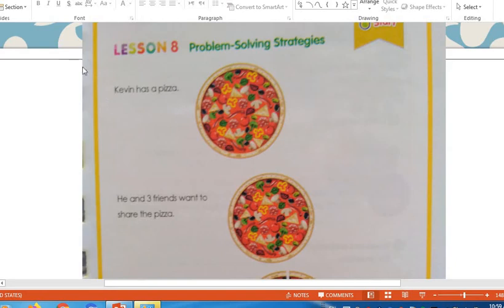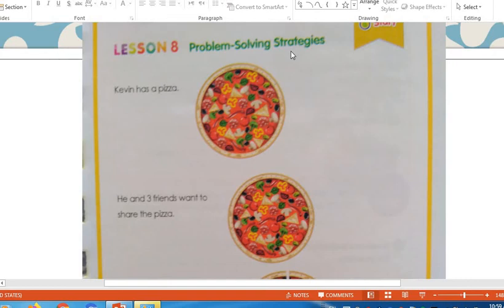Okay, lesson 8, problem solving strategies. In this lesson, you will apply what you have learned about shapes and their attributes to solve real world problems. How do you use the solving problem strategies? What do you think? Read and understand the problem first. Make a plan. Carry out the plan. Check. These are the steps I want you to know to solve any problem.